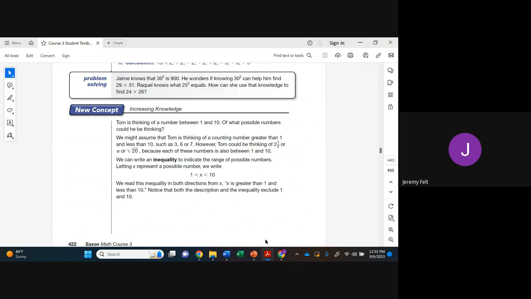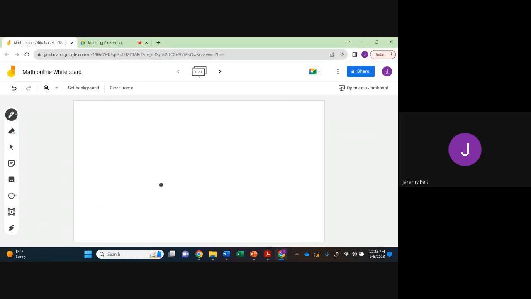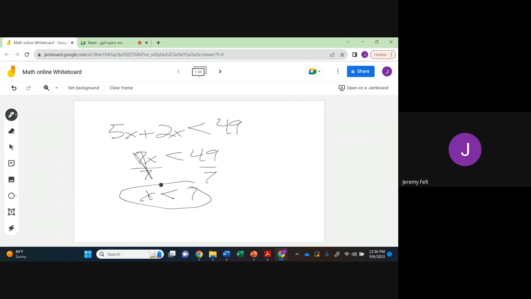So if I have, let's just say this. Okay, well, I would combine like terms. It would be 5x plus 2x is 7x. Okay, I want to get x by itself, so I divide, since I'm multiplying both sides by 7. So x would be less than 7.